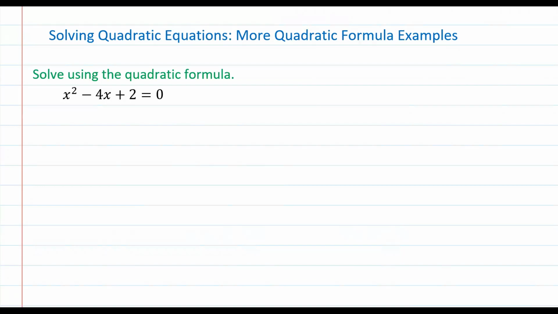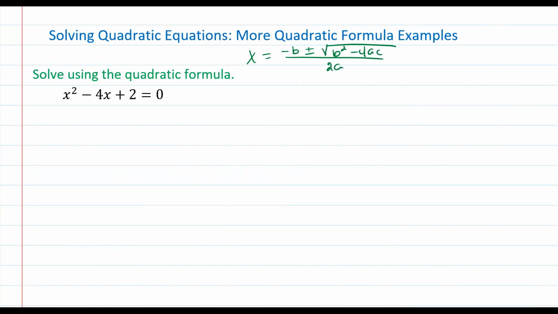Welcome back, mathematicians. In this video, we are going to look at another example where we're solving a quadratic equation by using the quadratic formula. So let's start by reminding you of what the quadratic formula is. It is x equals the opposite of b plus or minus the square root of b squared minus 4 times a times c all over 2a.